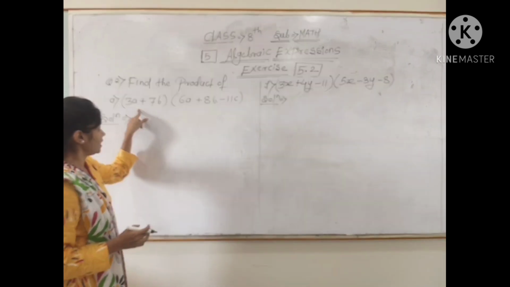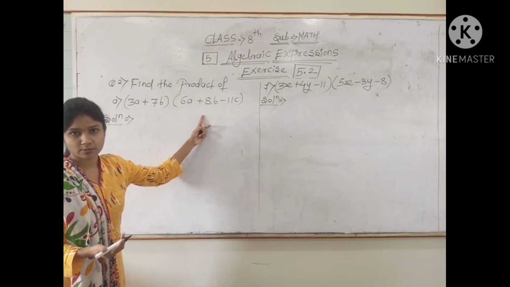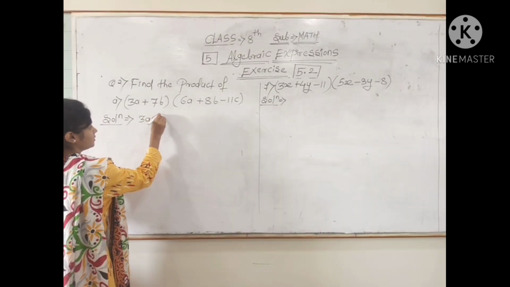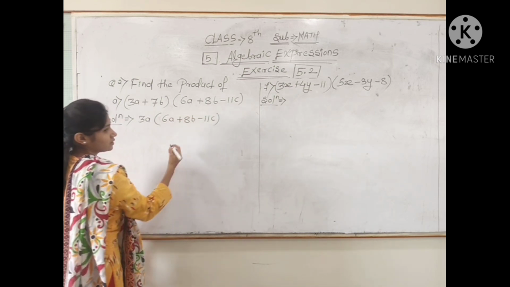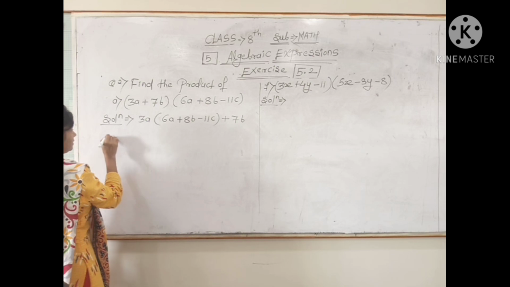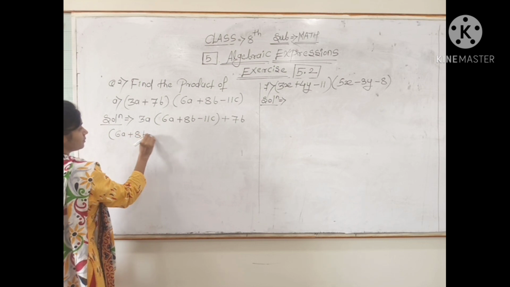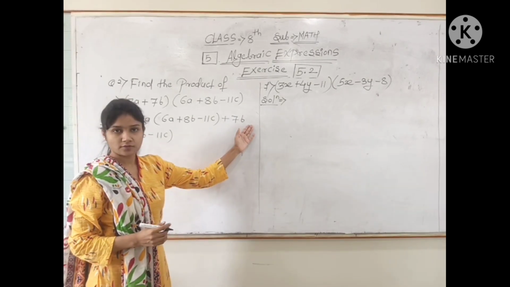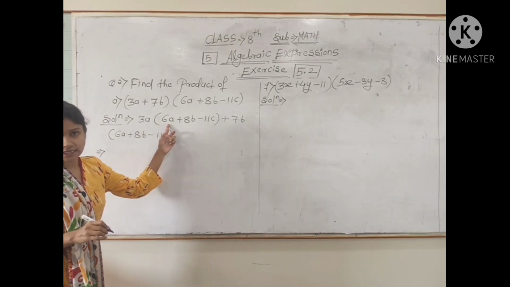So see here, question number 2A: 3a plus 7b, this binomial expression, is multiplied by the trinomial expression. 3a is multiplied firstly by this bracket, 6a plus 8b minus 11c. Then 7b is also multiplied by this bracket, 6a plus 8b minus 11c. You have to write this term in front of 7b. Okay. So multiply. 3a multiplied by 6a.